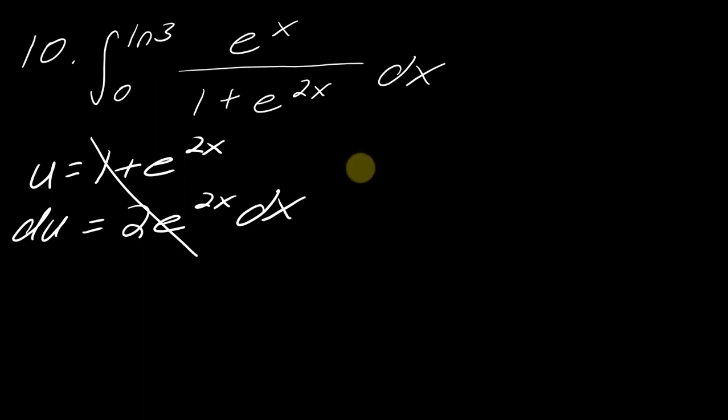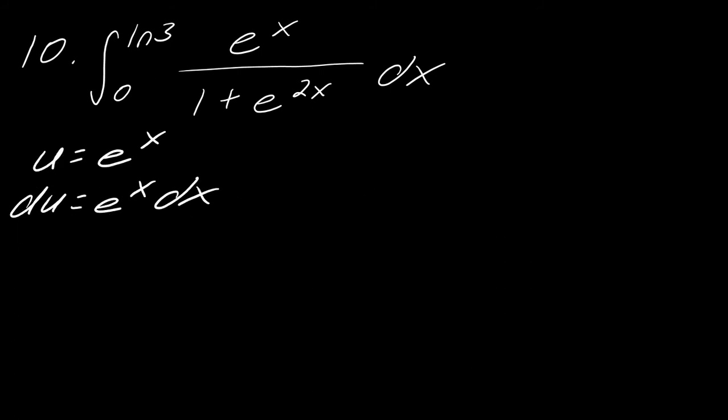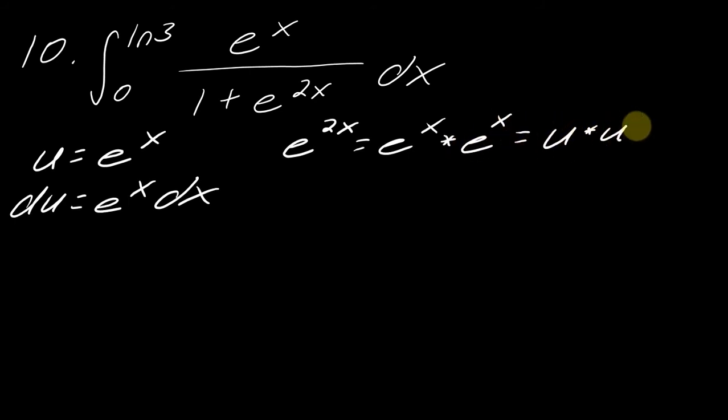What does work, and this is kind of clever, would be to use just e to the x, and then my du would be e to the x dx. And you might be thinking, oh, I don't know how to actually implement this. So let's clear a little space. Okay, so e to the 2x, this is really just e to the x times e to the x. So now if I replace those both with u's, this would just be u times u, so this would be u squared. So this 1 plus e to the 2x, I'm now going to write it as 1 plus u squared, okay?